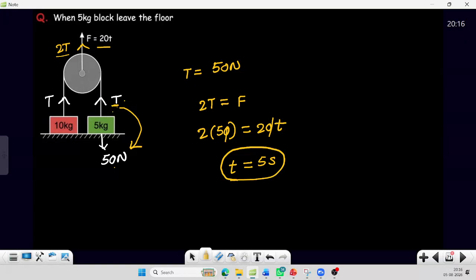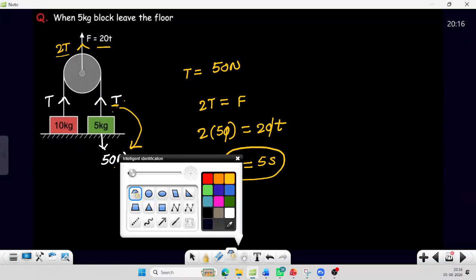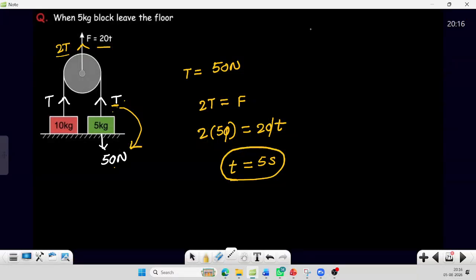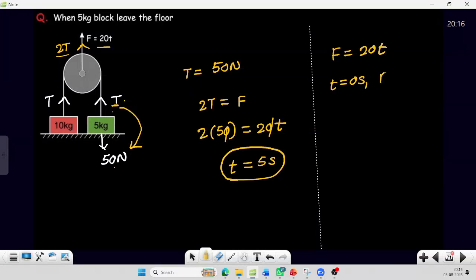That is 5 seconds. That means here, what is happening now, you need to understand. After 5 seconds, this force we applied is a variable force. Now F value is 20 into T. At T equal to 0 seconds, how much is the force value? 0. Now T equal to 1 second, how much is the force? That is 20. And at T equal to 2 seconds, how much is the F value? This is 40.